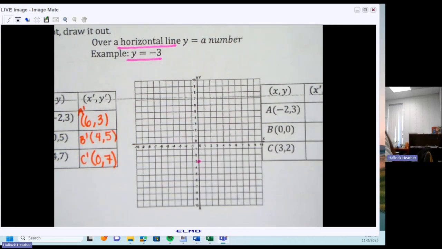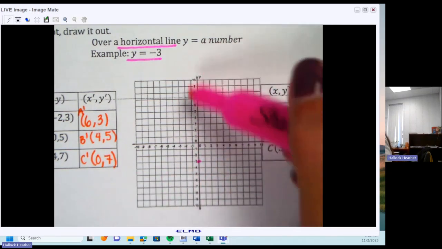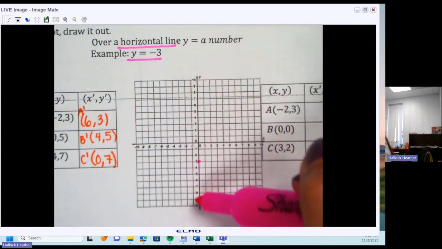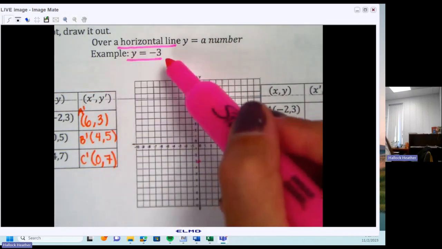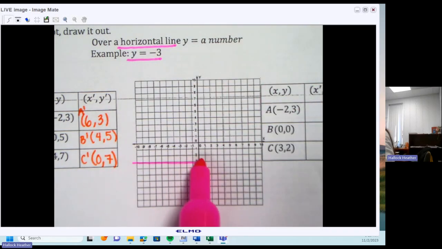And this is where people get confused. They're like, is it vertical? Is it horizontal? I don't understand. Okay. If you put it literally on top of the y-axis, that would not make any sense because then it would just say reflect over the y-axis. So we have to cut through this -3. It is a horizontal line going through the -3.